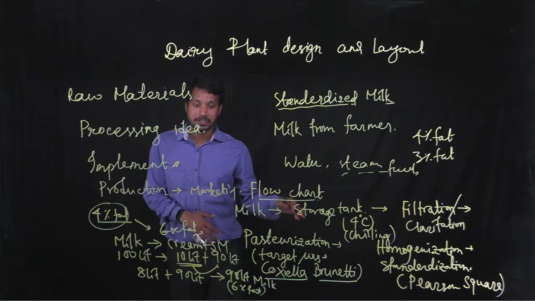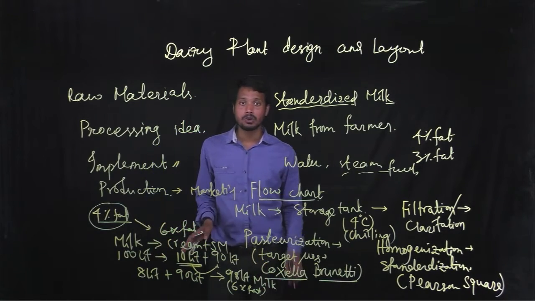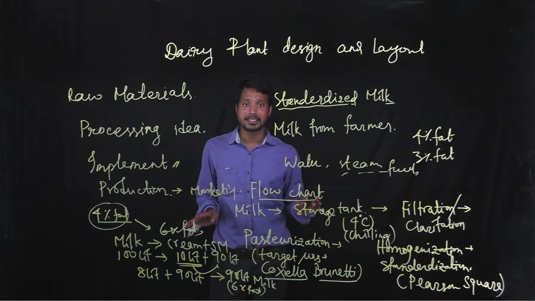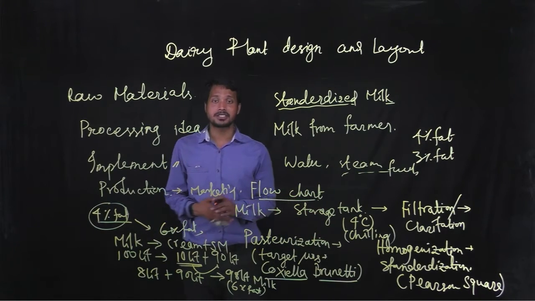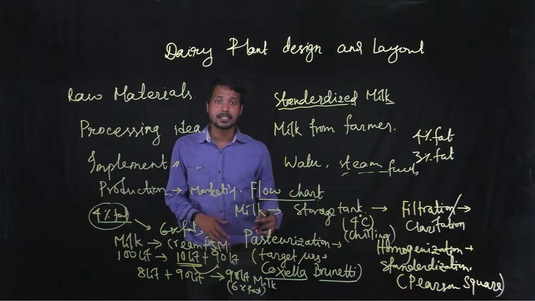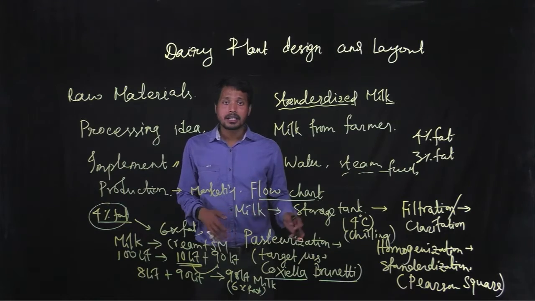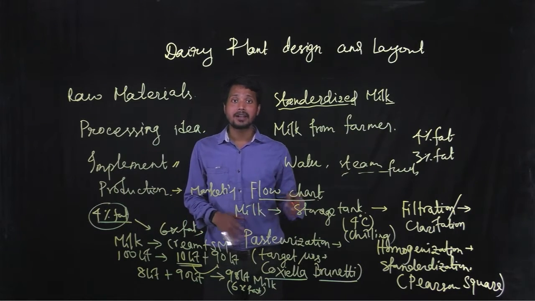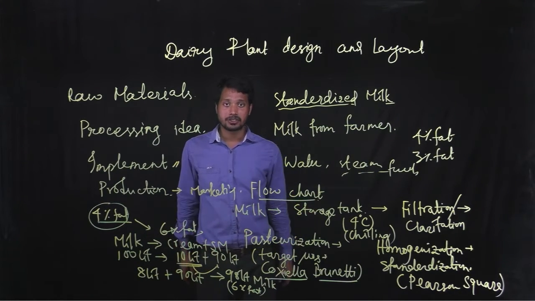Once I finish all these discussions, I'll draw one general dairy plant design layout. I'll give you a flowchart of this as a block diagram. I'll give you the general plant design and layout, and later we'll see what the different types of layouts are in the food industry.